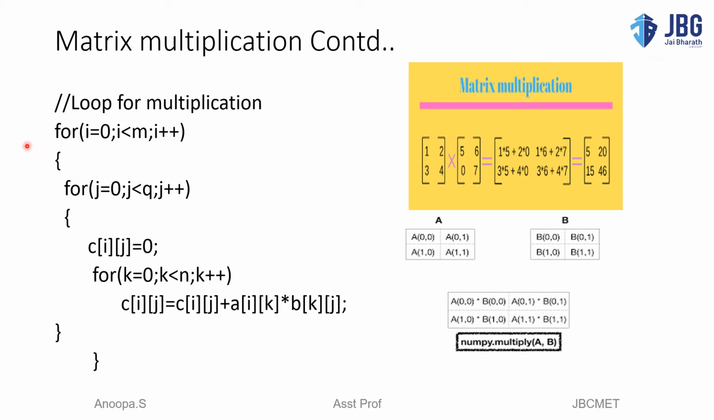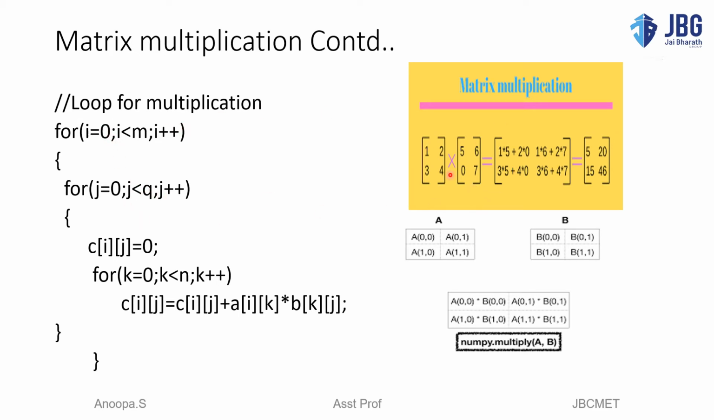So the outer loop is for selecting the row. That is why I am giving for i equal to 0, i less than m. What is m? The number of rows of the first matrix. So in order to select the rows of the first matrix, I am using this outer loop, for i equal to 0, i less than m, i plus plus. Then the inner loop: after selecting the first row, I am selecting the first column. In the second matrix we have to select the columns. So for that I am giving the inner loop for j equal to 0, j less than q, j plus plus. q is the number of columns of the second matrix. So these are the two loops.